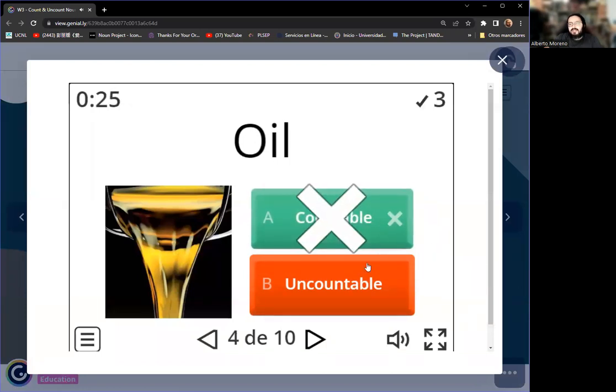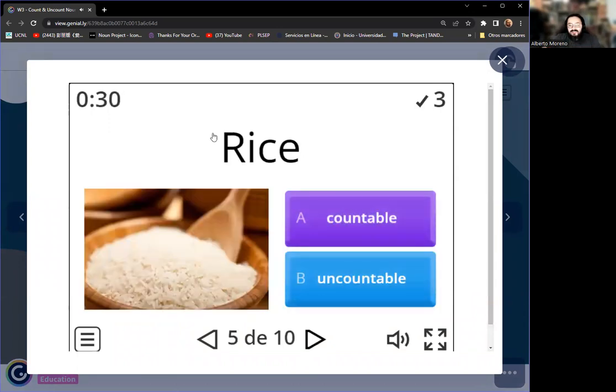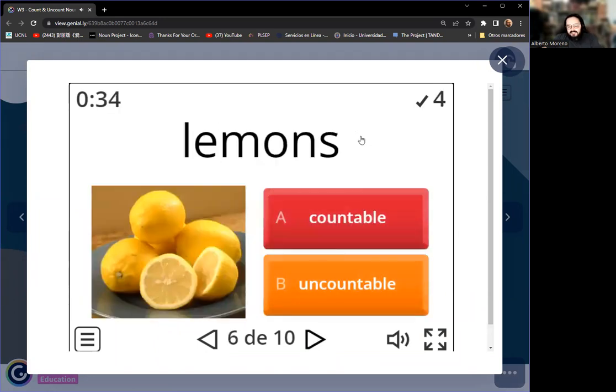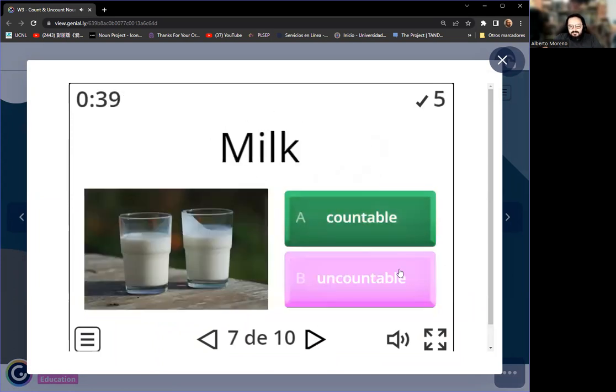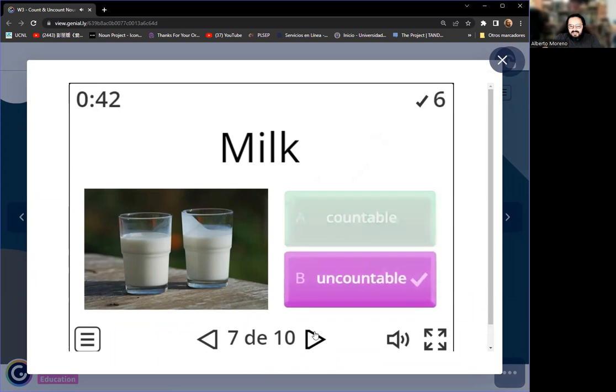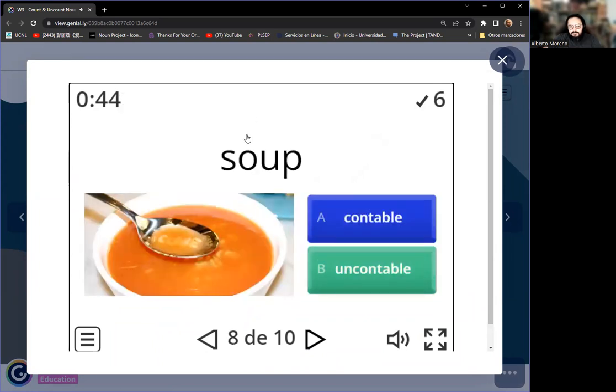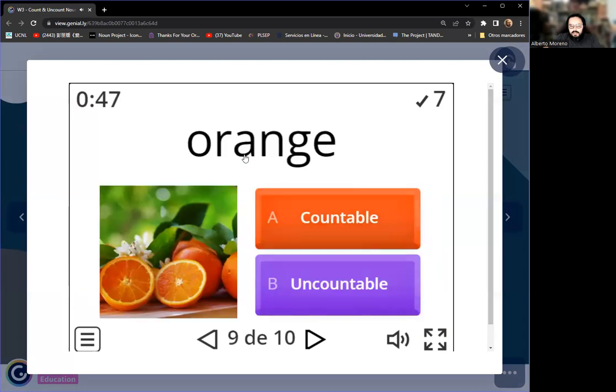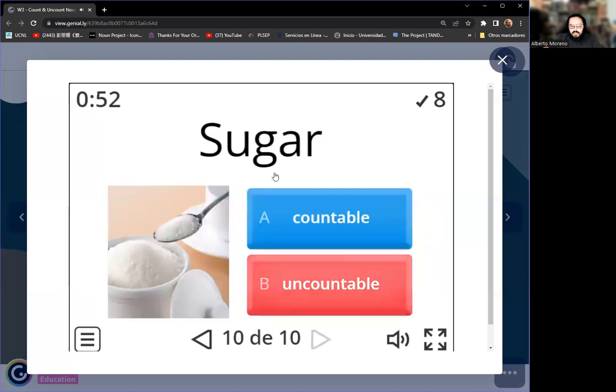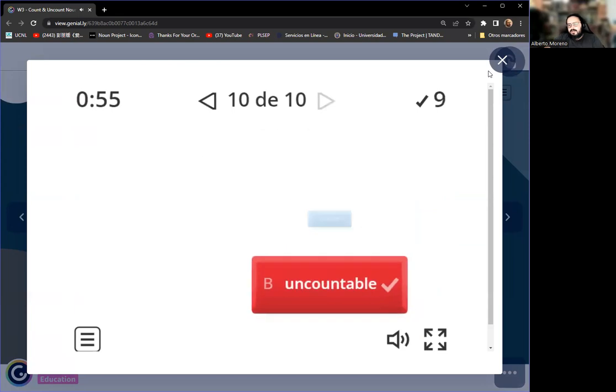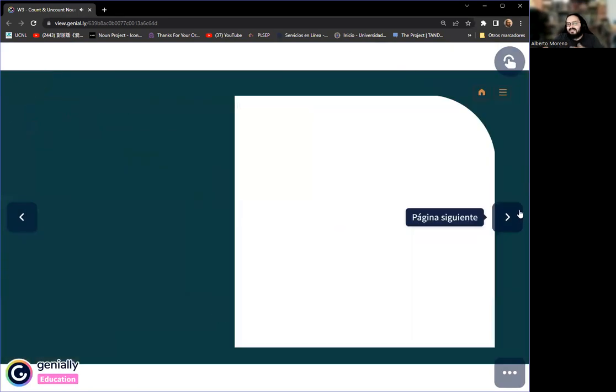Uncountable. Oh my goodness, it was my bad. Fue mi error, it was my bad. Rice. Uncountable. Lemons. Countable. Milk. Uncountable. Okay. Soup. Uncountable. Orange. Countable. And sugar. Uncountable. That's it. So you did right. My bad. It was my mistake.